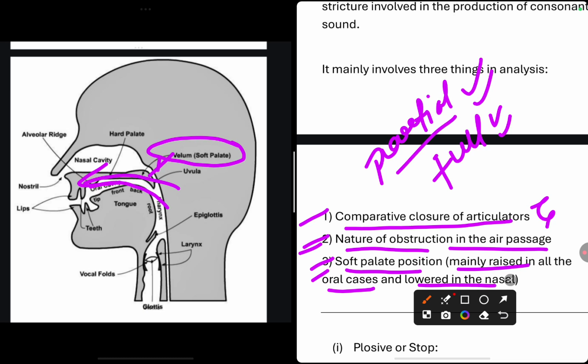When the soft palate is lowered, and the air is allowed to pass through here, then the air stream comes through the nasal cavity, and the nasal sounds are produced. In some cases only the nasal sound. There are 3 nasal sounds, I think: m, n, and ng. These are the nasal sounds in the English language. So this is mainly about the manner of articulation.